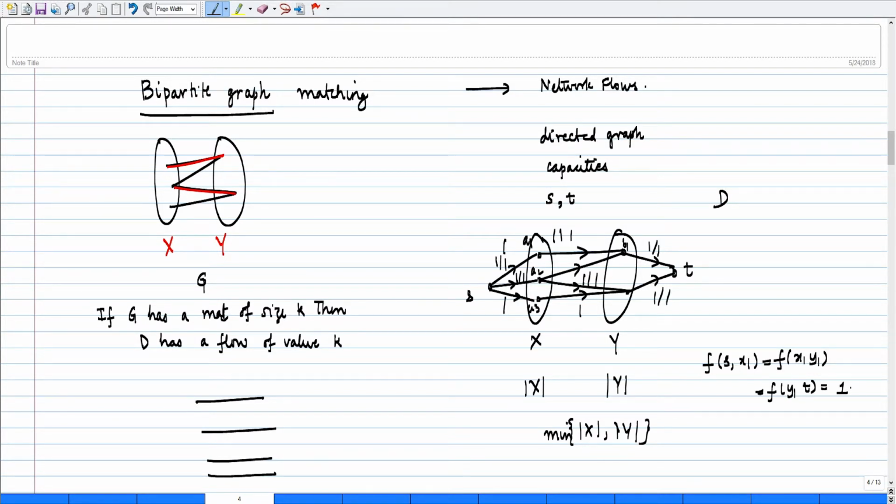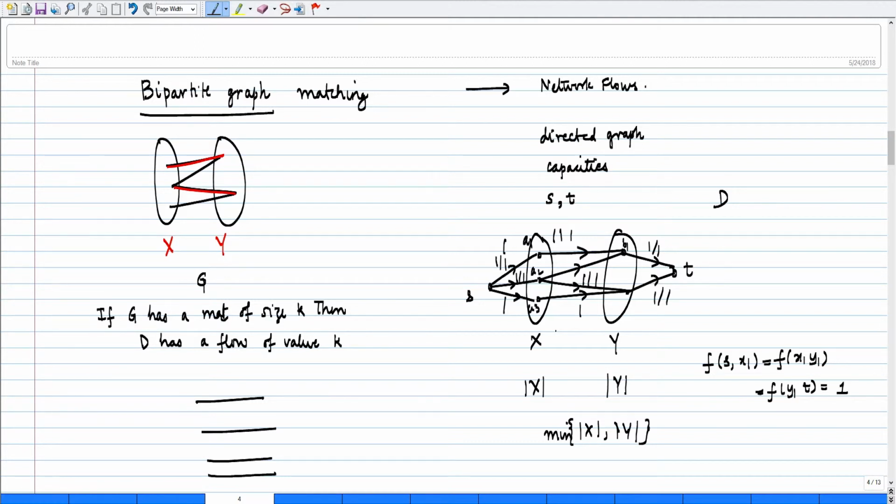So what does this show us? You take any matching in this graph and I will be able to construct a corresponding flow which has value exactly equal to the value of the matching. Why is the value exactly equal? Because there are no incoming edges to S, only outgoing edges from S, and exactly k of them have 1 unit of flow, which correspond to the edges belonging to the matching.